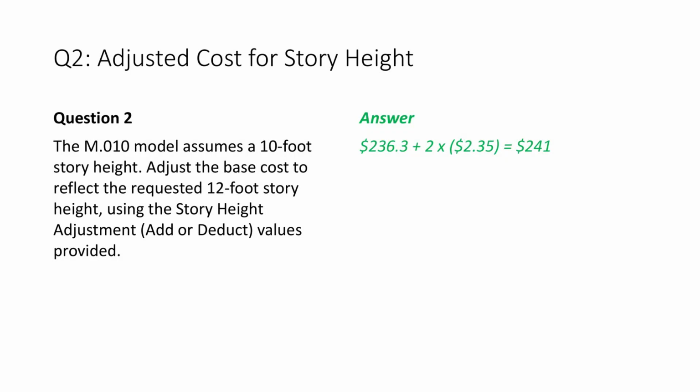$236.3 plus 2 times $2.35 equals $241. This is the new base cost adjusted to reflect the requested 12-foot story height. This reinforces a key lesson. Even small parameter changes can meaningfully shift early cost estimates.